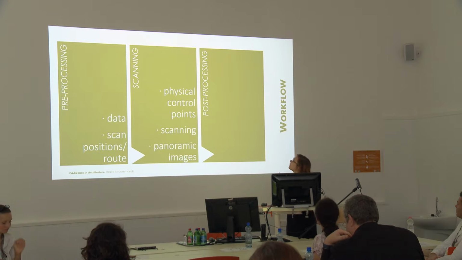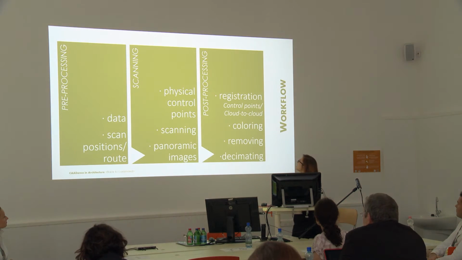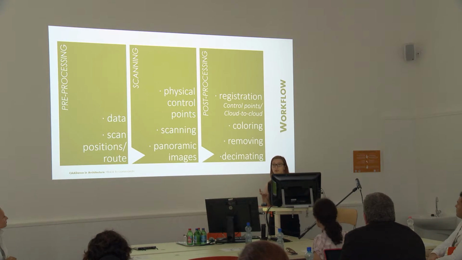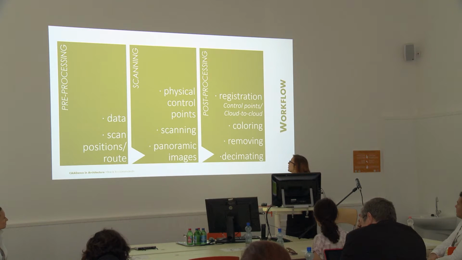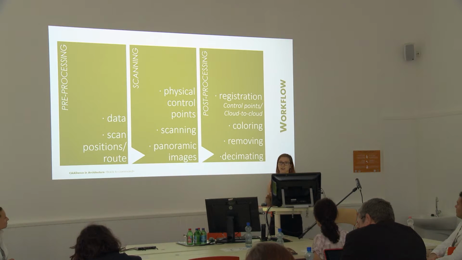The third one is the post-processing. First, we do the registration of the individual point clouds with control points or the cloud-to-cloud method. Then, if panoramic images were taken, we do the coloring. This is how an intensity point cloud can get RGB color information. Then we have the whole point cloud. We remove the unnecessary information because even in this way it is huge, big data. Then we decimate to the required size and the different point accuracy.